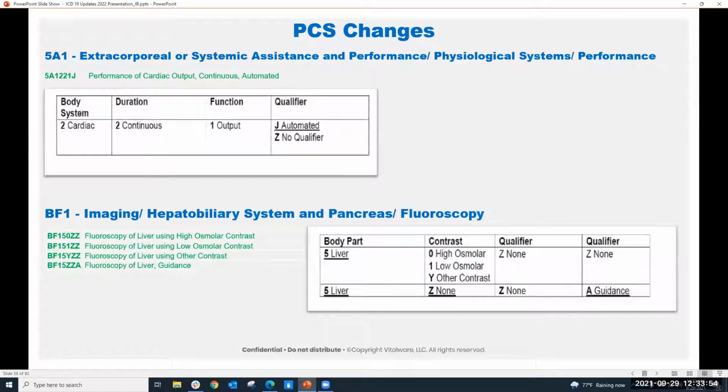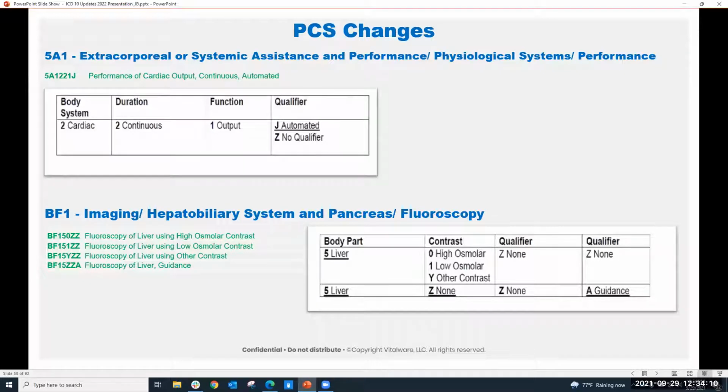Next table is 5A1, performance of physiological systems. And you can see that they added the qualifier of automated here. And this is for devices that deliver automated mechanical chest compressions.